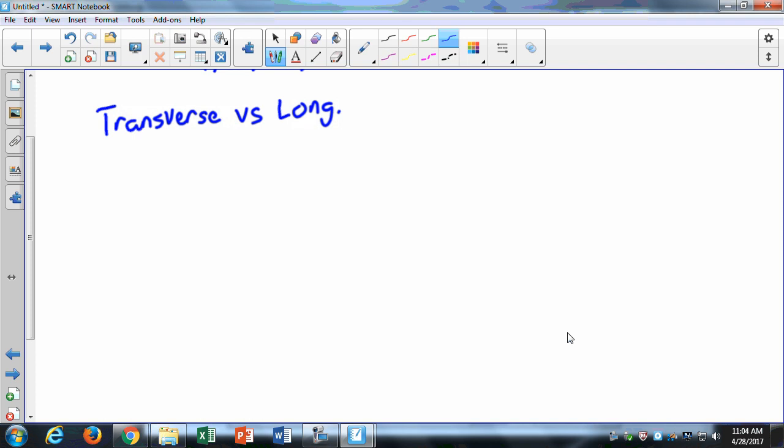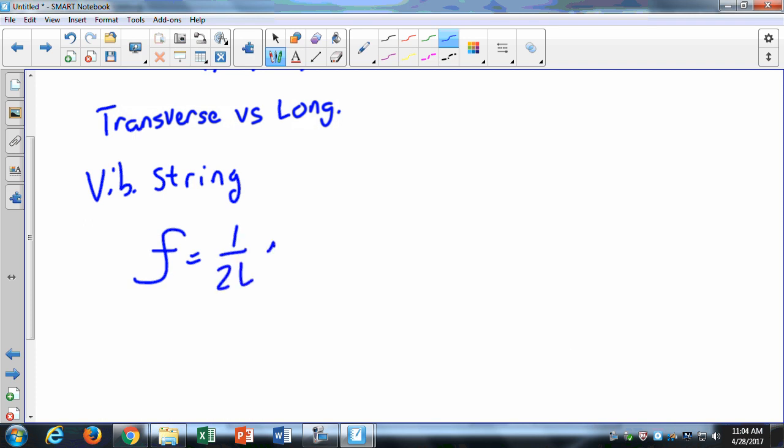Now, the vibrating string. We got the frequency for this. It is 1 over 2L times the square root of T over mu. Remember what these quantities are. You will have to calculate the frequency of a vibrating string, I'm pretty sure, or at the very least you'll have to tell me how the frequency changes if I change a quantity in this.